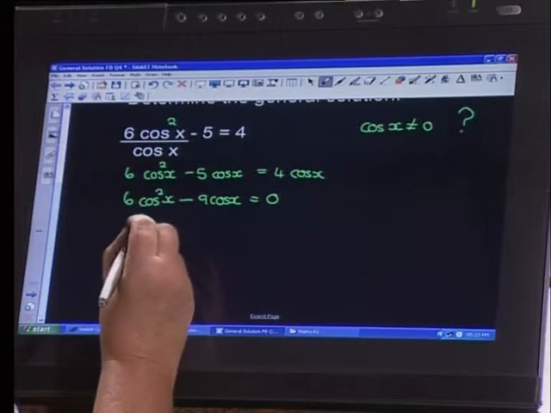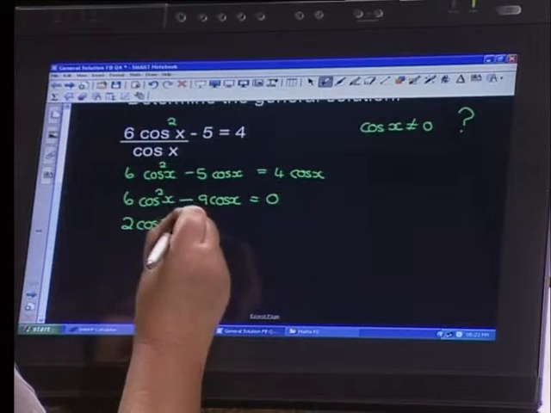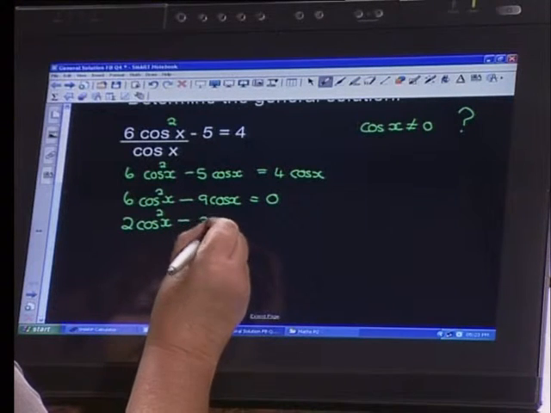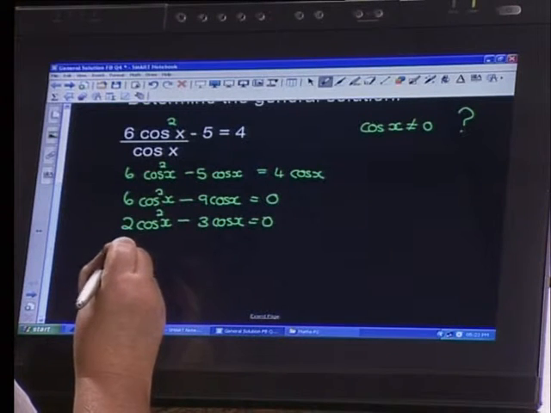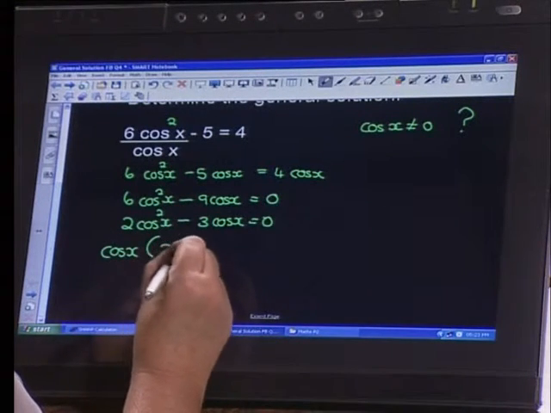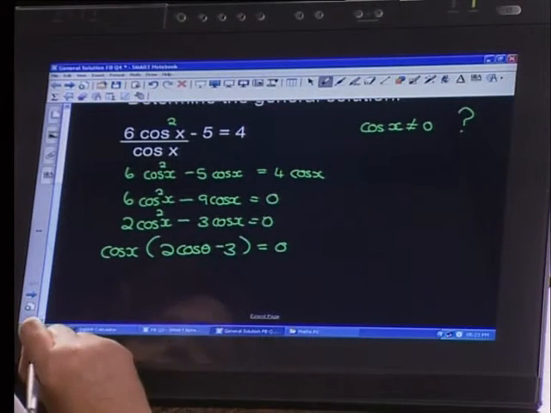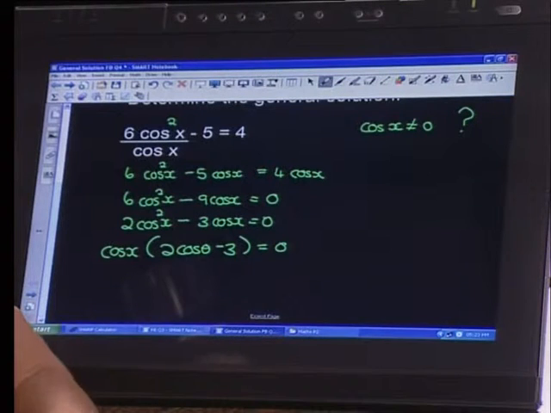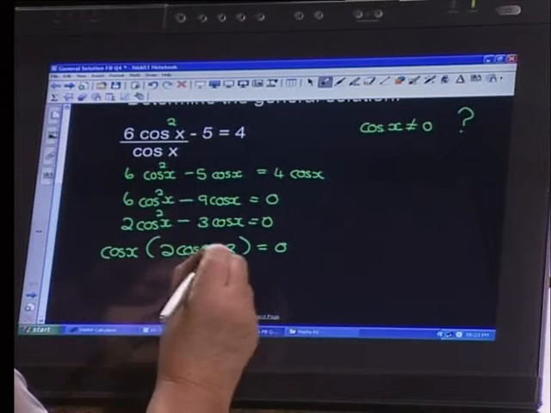Right, now once I'm here, I can see I could divide by 3, and if I do, I would get 2 cos squared x minus 3 cos x equals 0. Now at this stage you would take out cos x as a common factor, giving you cos x times 2 cos x minus 3 equals 0. Okay, this question is faulty in some way, so I'm just going to doctor it because it's doing the strangest things. Yeah, no, it definitely is doing something weird here. Anyhow, we will deal with it and we will get it. I'll just doctor it a little bit.